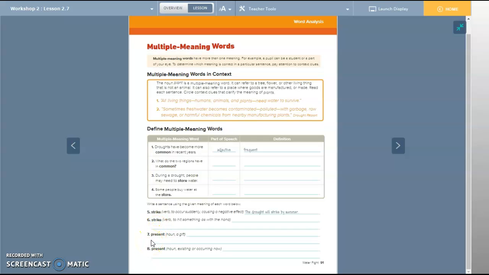Number 7. Okay, present, which is a noun. So a gift. I want you to write a sentence using present. And then this one is present, as in, are you present? Are you here? So you need to write a sentence for that.